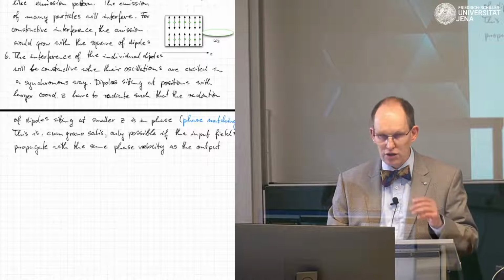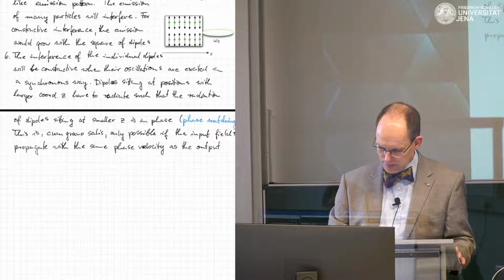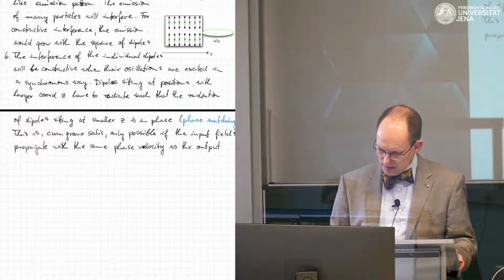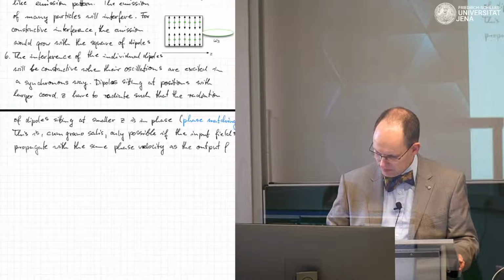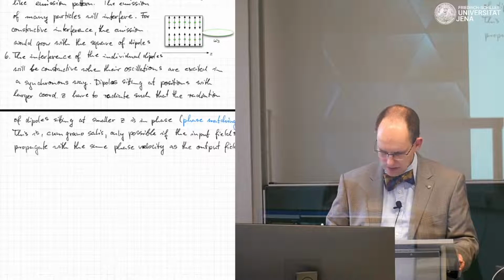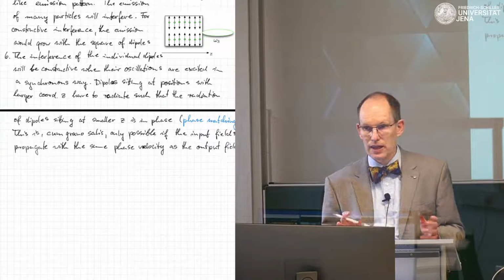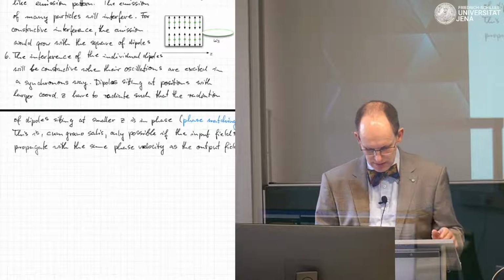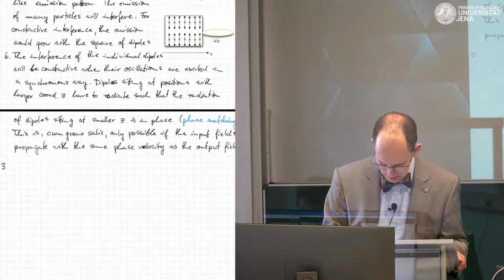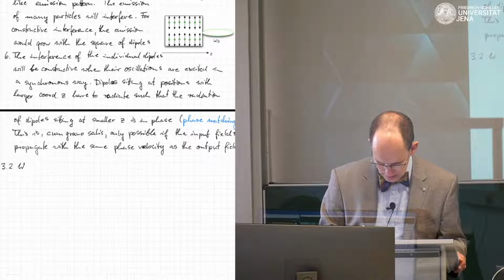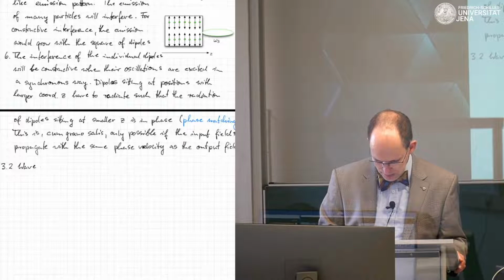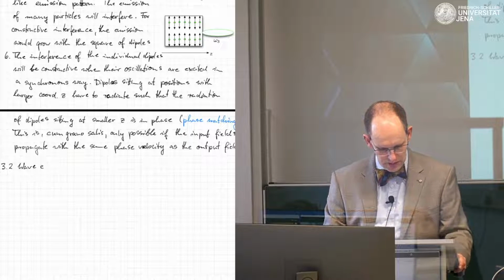Yeah, so once we have derived the coupled wave equations, okay, so now we know what to expect, and now we can try to do the math. Yeah, so this is chapter 3.2. This is the wave equation for nonlinear optical media.